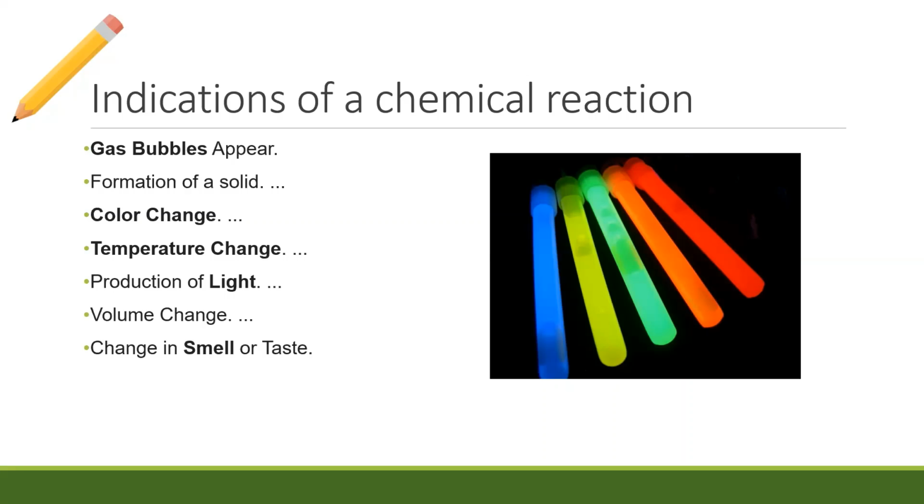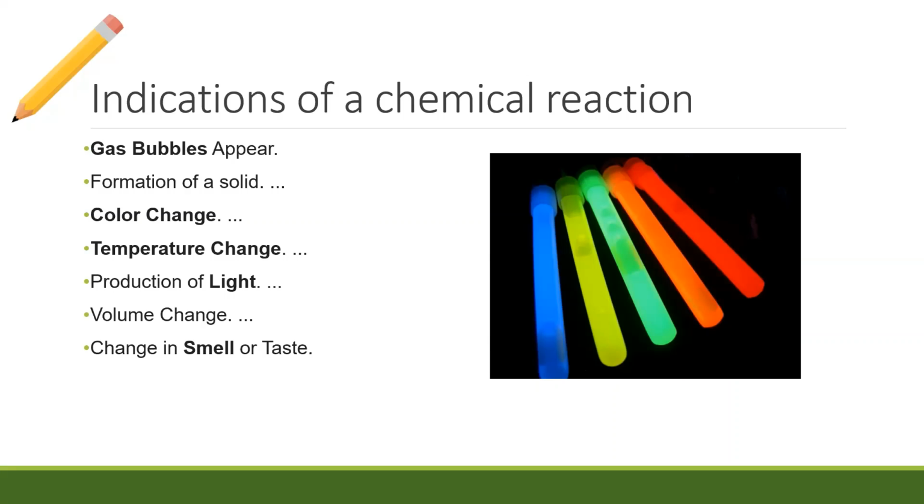Let's go through the first one. Gas bubbles appear. So whenever you see, how can I tell that that is a chemical reaction? Well, if there weren't any gas bubbles at the start, and then all of a sudden there are gas bubbles, that means you're making a gas. If you're making a gas, then that means there's been a chemical reaction.